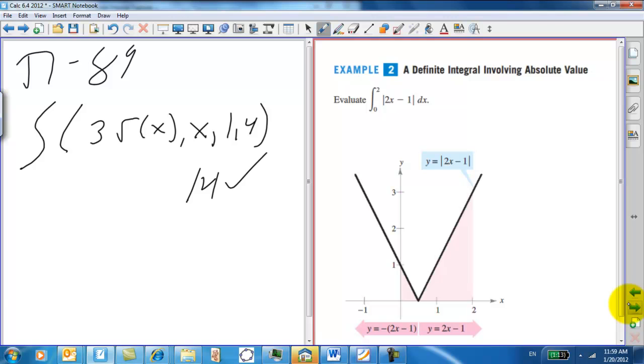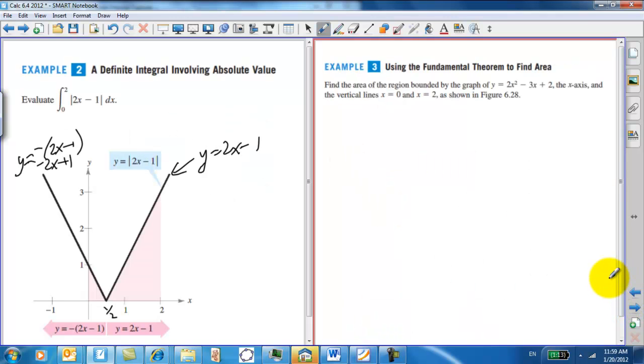Now, let's do a definite integral involving absolute value. Integral from 0 to 2 of absolute value 2x minus 1 dx. Well, here's what it looks like. 2x minus 1 has this little break at 1/2, because that's what makes this whole thing equal to 0. So anything to the right of 1/2, we ignore the absolute value because the thing inside is positive. So on this side, you're basically getting y equals 2x minus 1. Over here, you're getting y equals the opposite of 2x minus 1, or negative 2x plus 1. So it's a tricky one to integrate, and what you have to do is split it up.